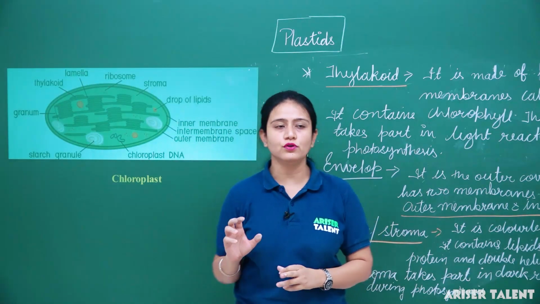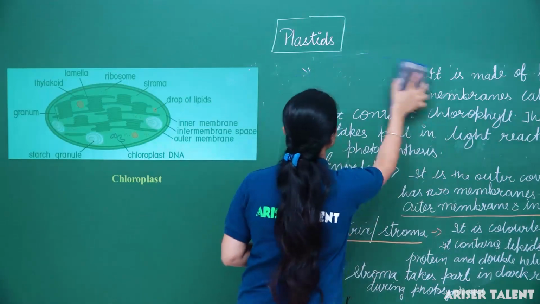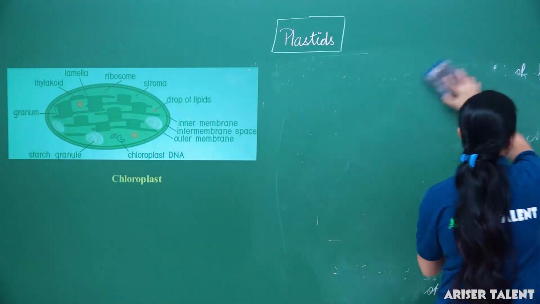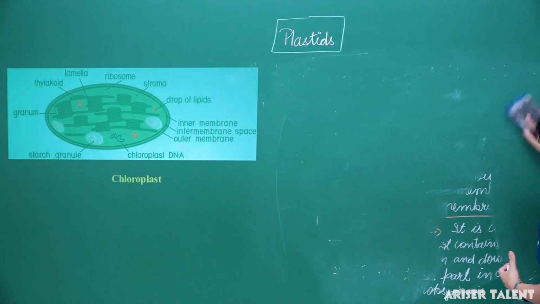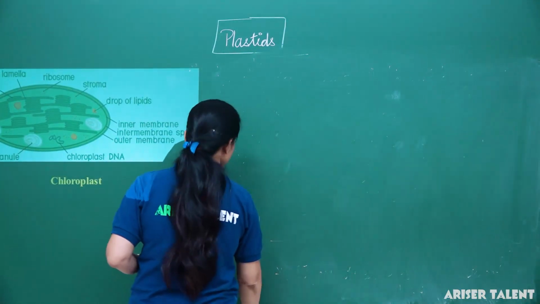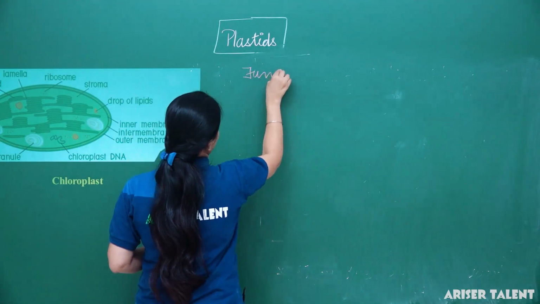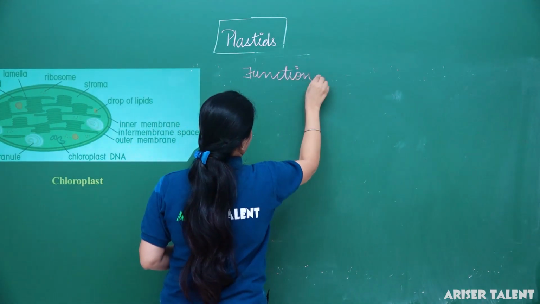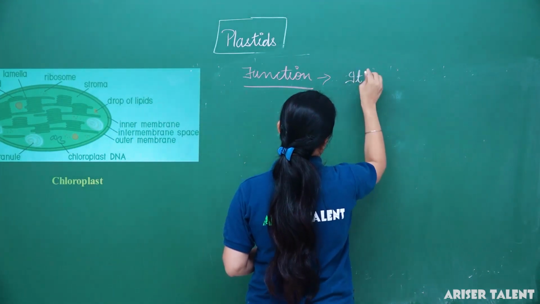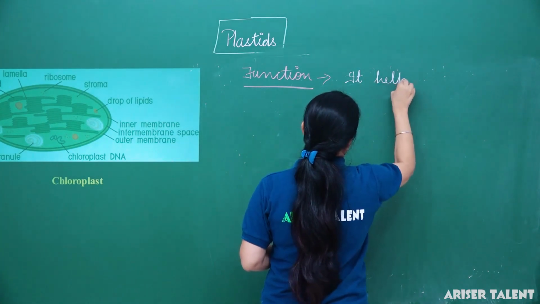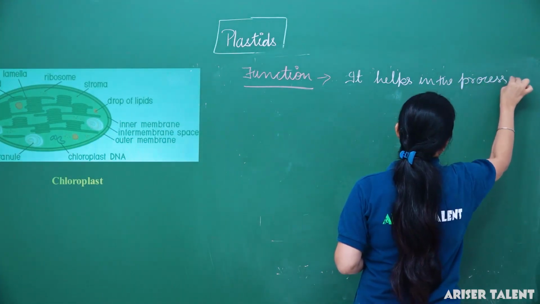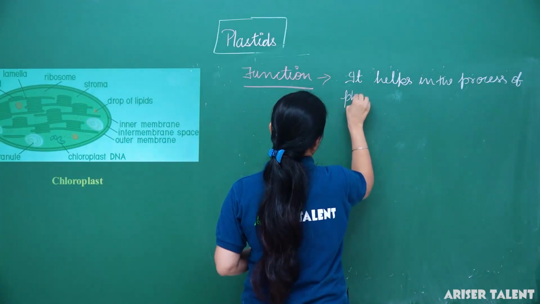Now what is the function of chloroplast? As I told you, it contains chlorophyll. Then it takes part in the process of photosynthesis and helps the plant to synthesize its food. Function of chloroplast: it helps in the process of photosynthesis.